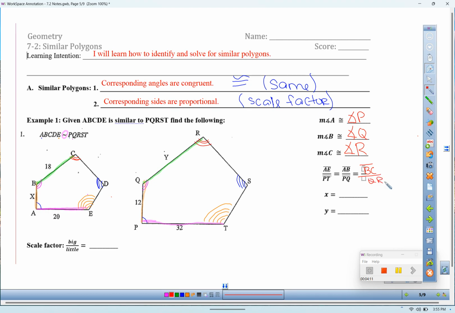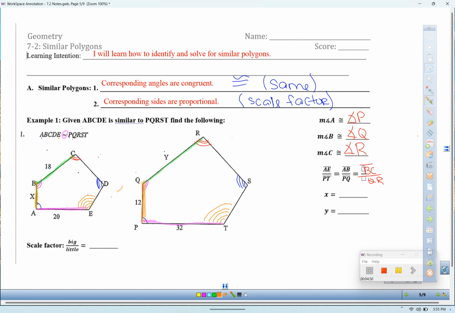Okay, so now we are going to try to solve for X and Y. We're going to try to find a scale factor, and we're going to get in the habit of using big over little, okay? So the biggest polygon over the smallest polygon. And the way you do this is you find 2 segments that are in proportion that we also know. So we know that X is in proportion to 12, but we only have the value of this one.